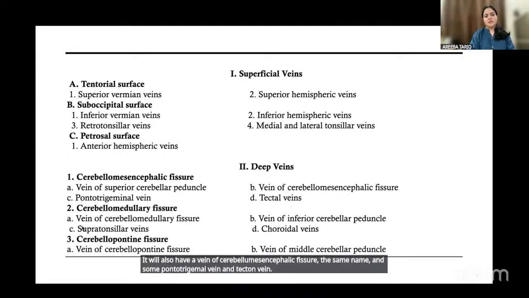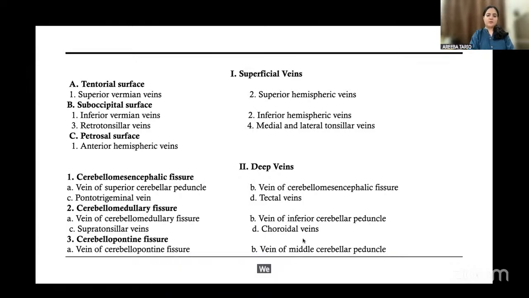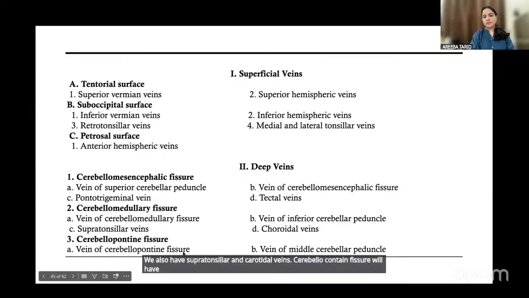Cerebellomedullary fissure will have a vein of cerebellomedullary fissure and a vein of inferior cerebellar peduncle, because the inferior cerebellar peduncle is associated with the medulla. It will also have supratonsillar and choroidal veins. Cerebellopontine fissure will have the vein of cerebellopontine fissure and the vein of middle cerebellar peduncle, which is present here. Easy to remember up till now.